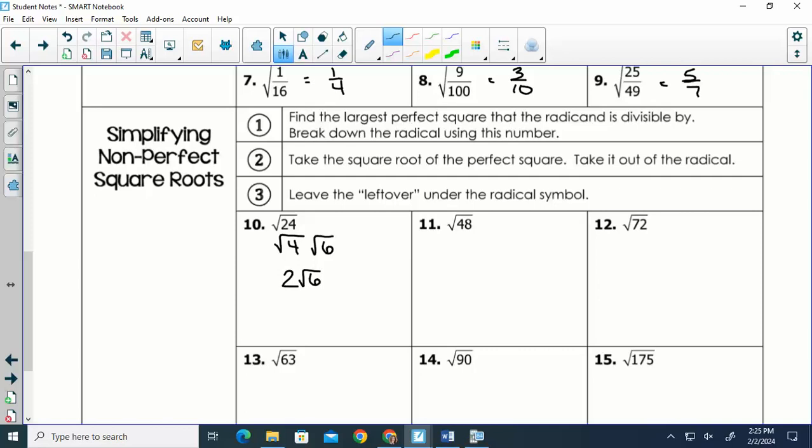Do you get the same decimal as the first time? Yes, so you can double check yourself. But this is our reduced radical. We know we're done because 6 cannot be divided by any perfect squares. What's the point of that?